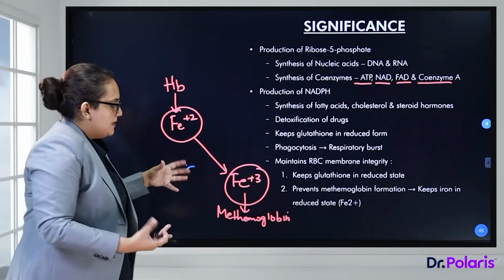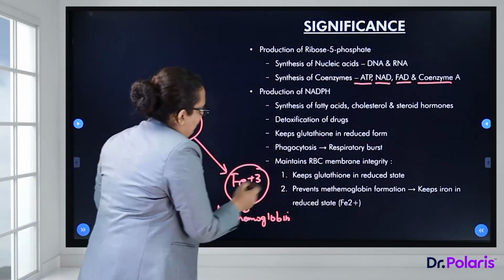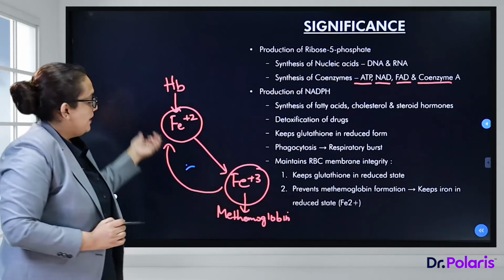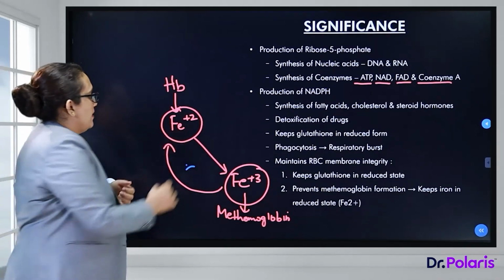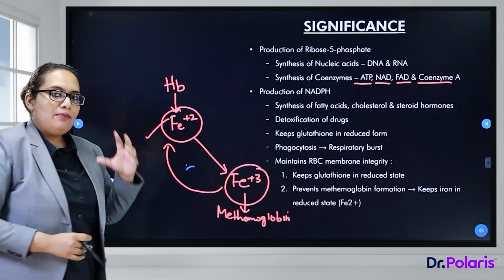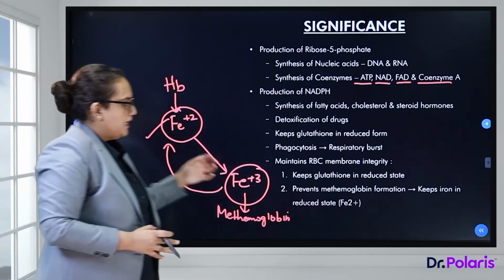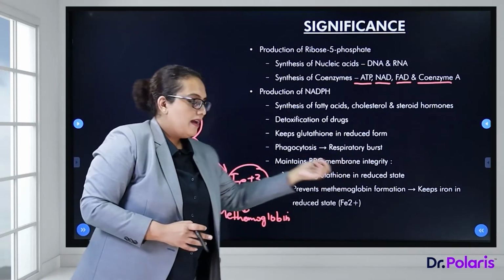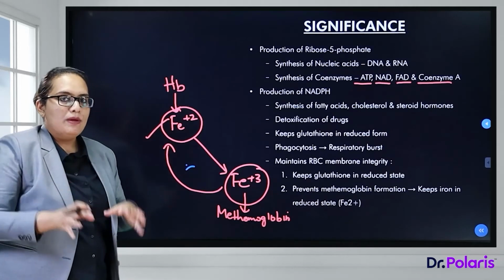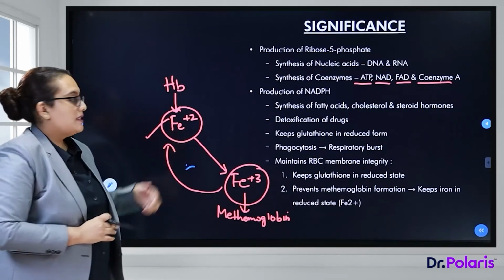So this is really bad. In order to prevent this, we have NADPH, which can convert the oxidized form back to the reduced form, which is beneficial to any individual. So remember, NADPH's role in RBCs is mainly to keep glutathione in the reduced state and also to make sure that the iron present in hemoglobin is also in the reduced state.